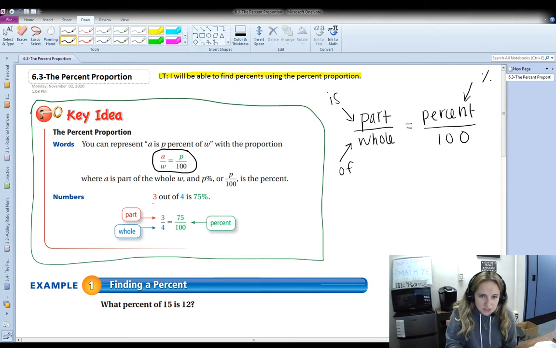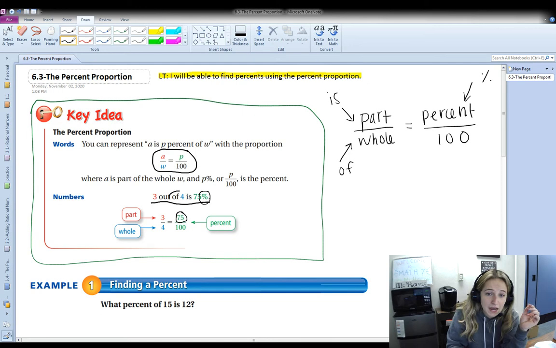So for example, it says 3 out of 4 is 75%. The percent is typically going to be the easiest one because you just put it over 100 and it's going to have the percent symbol. The confusing part is going to be figuring out what's the part and what's the whole. So think about it, 3 out of 4. Think about a part, think about a whole. Whole is the big thing. A part is just a little portion of it. So 3 out of, keyword of, that means the whole is going to be 4, which then by default, the 3 is the part. So that's how you would set it up, okay?